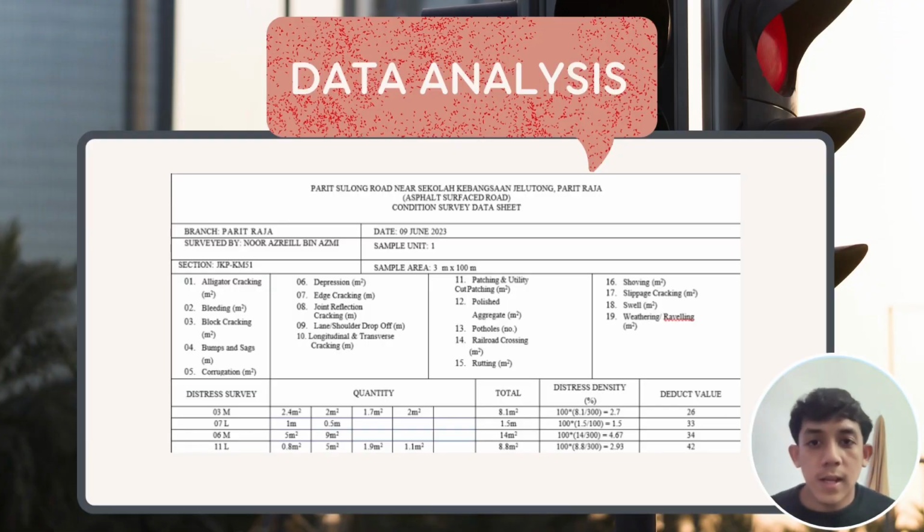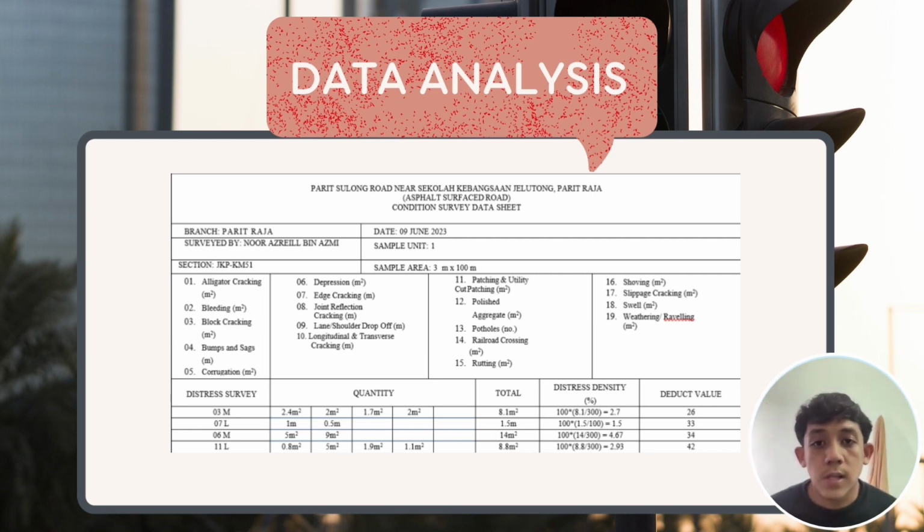Okay, for the data analysis, our chosen road is near Parit Jelutong Sekolah Kebangsaan Jelutong. The total length that we chose to do the survey is about 600 meters, and we divided the section into 6 parts, 100 meters for each part. So I'm going to explain about the first part, that is the first 100 meters. Our sample area is the width of the road, 3 meters, times the 100 meters for each part.